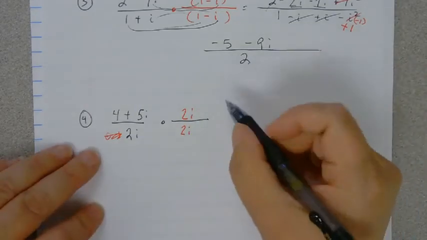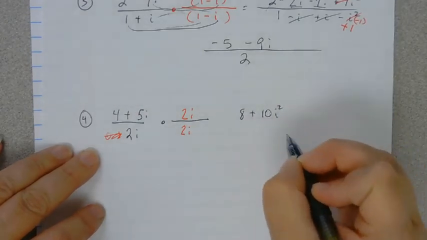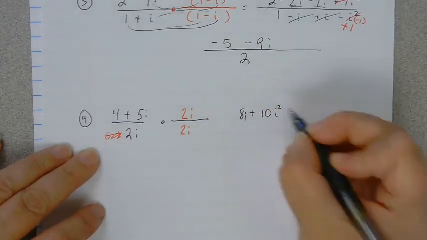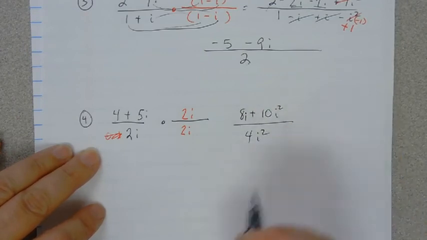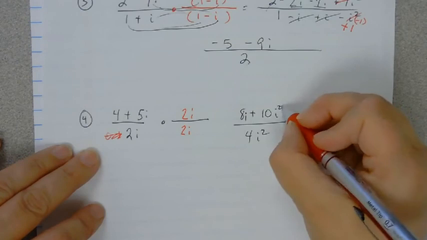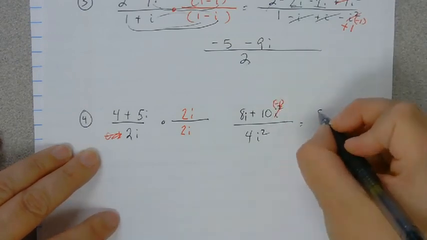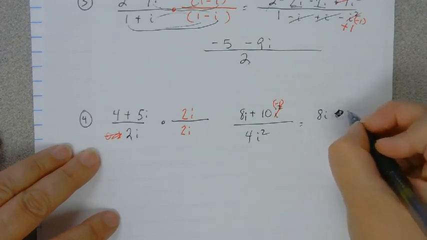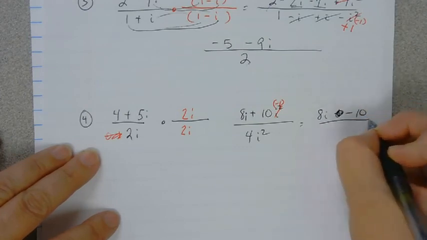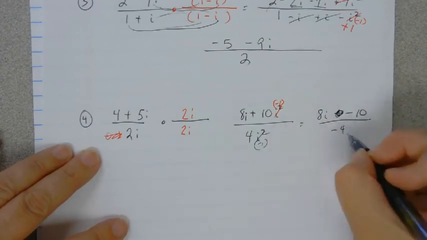So on the top, I get 8 plus 10i squared. Oops, should be 8i. On the bottom, I get 4i squared. i squared is negative 1. So on the top, I have 8i plus 8i minus 10. And on the bottom, this turns to negative 1, so that's negative 4.